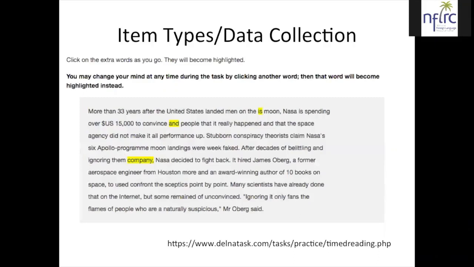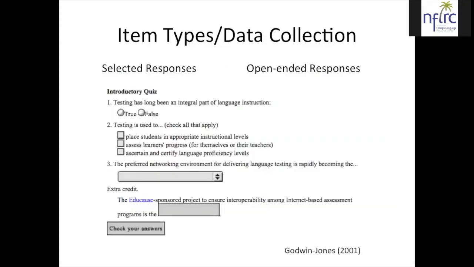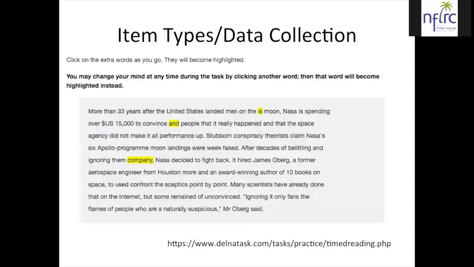This is an open example. The way this works is that the student would click on a word, and it would highlight the word that does not belong in the sentence. This seems more technologically advanced and more modern. But I want you to think for a moment: what else is this measuring that a selected response from this earlier page may or may not be measuring? If we take a look at number 1, testing has long been an integral part of language instruction. This has true or false. It could have different words, and the learner would need to select which word is not appropriate for that sentence. Of course, that's not the same type of item as here.